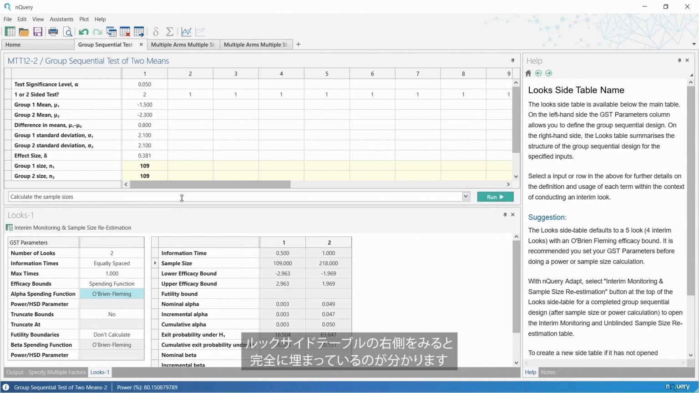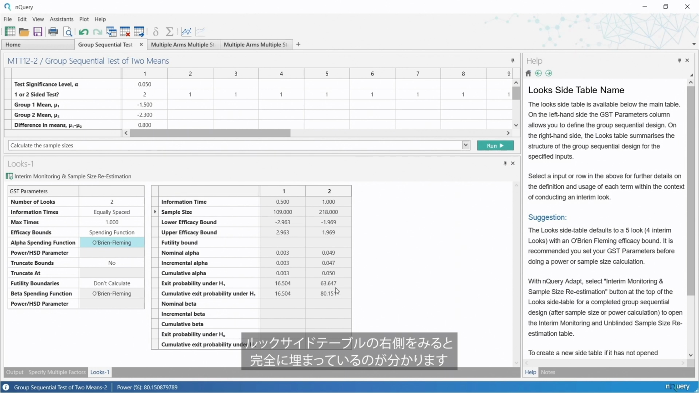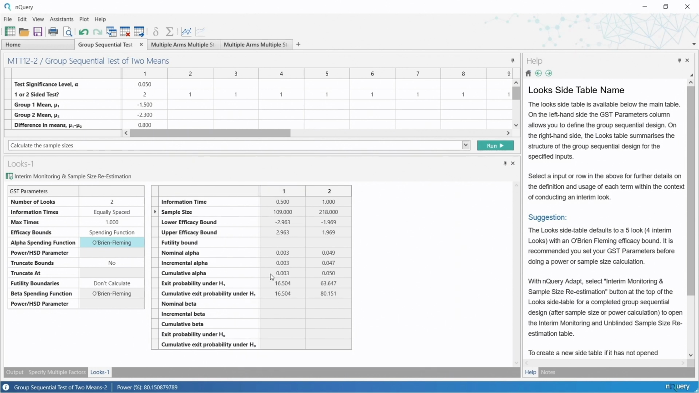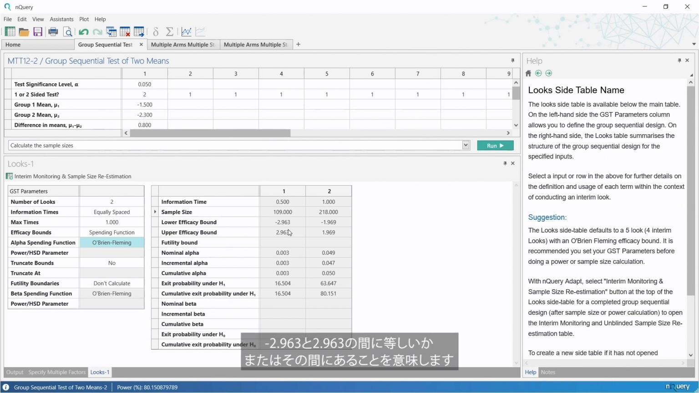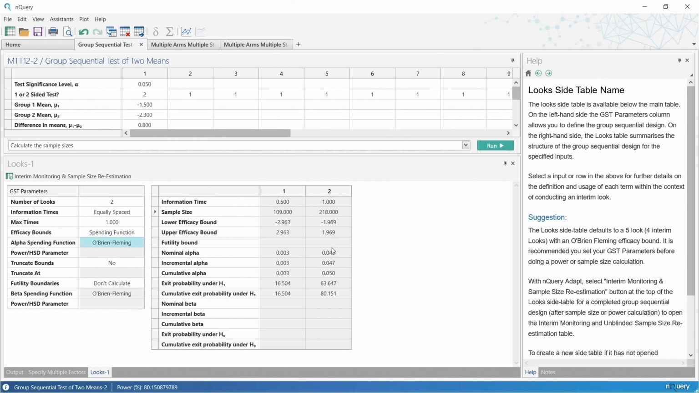You will see that in the look side table, the right-hand table has now been fully occupied. In this case, we can see that the lower efficacy bound and upper efficacy bound are equal to 2.963. This means that if the standardized z-statistic at an interim analysis was equal or between -2.963 and 2.963, we would choose to continue the trial to the next look. However, if it was below -2.963 or above 2.963, we would stop early for efficacy at this look.